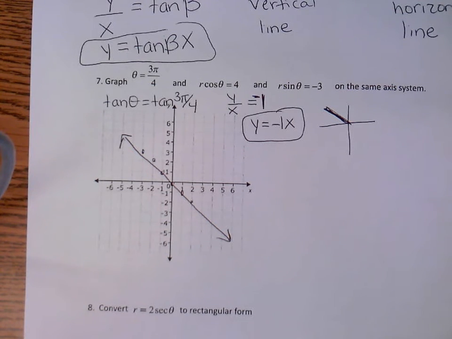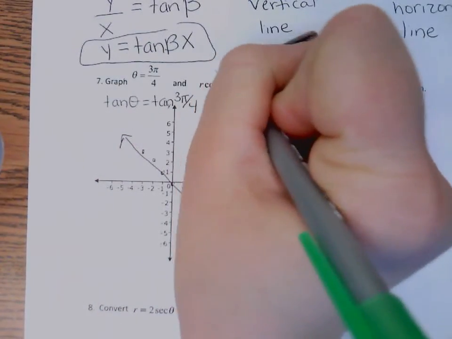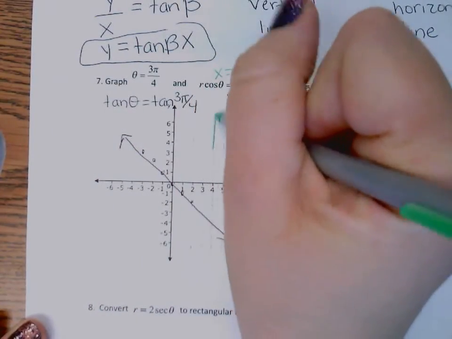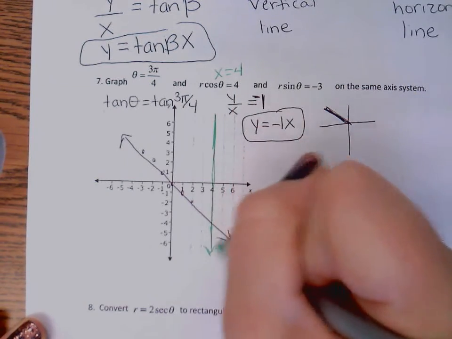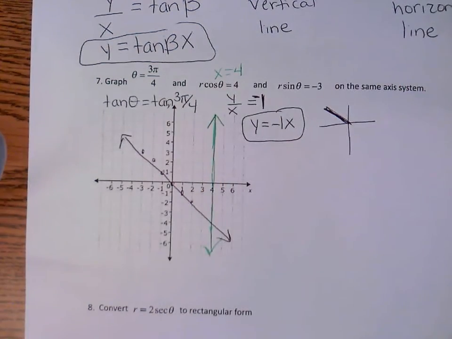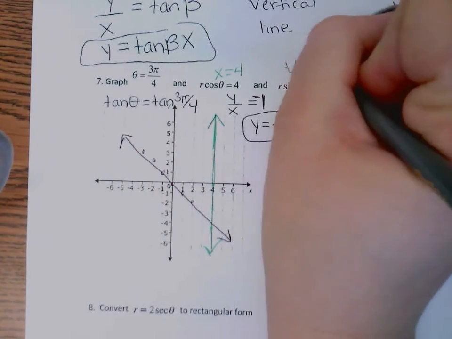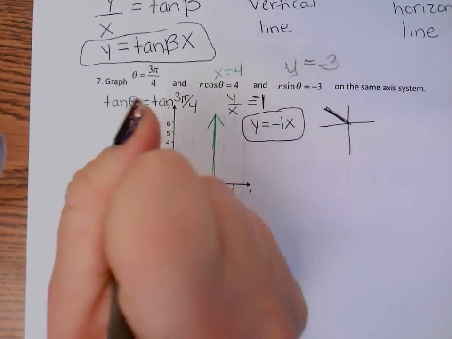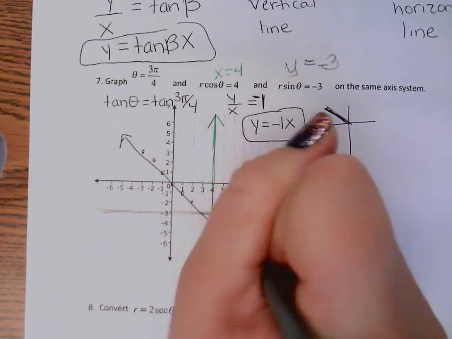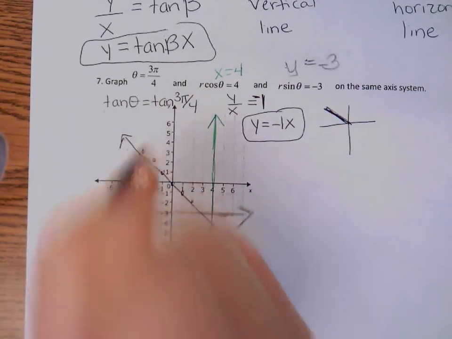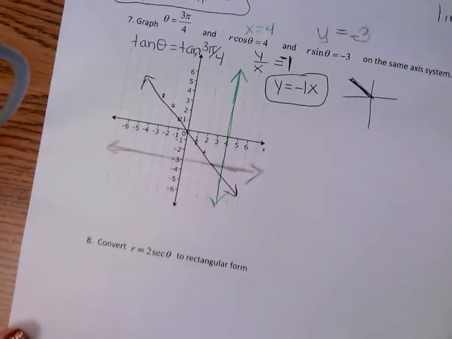And then the other ones are just drawing a vertical line and drawing a horizontal line. I'm just going to do mine in a different color, but this is x equals 4. So that'd be a vertical line at 4. And the other one, I'll do it in maybe gray. This would be y equals -3. So horizontal line at -3.